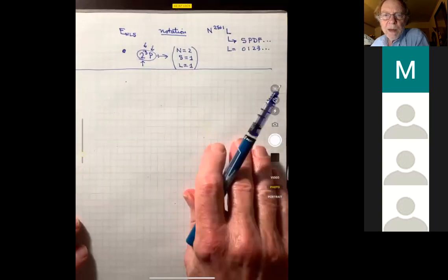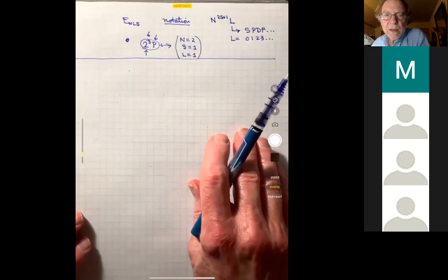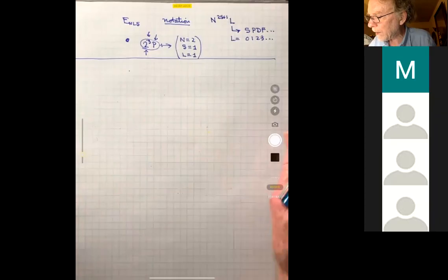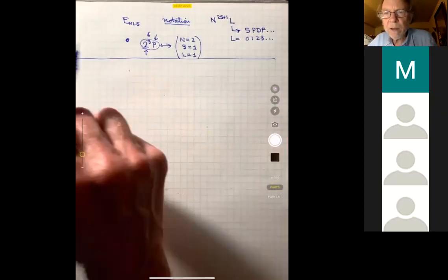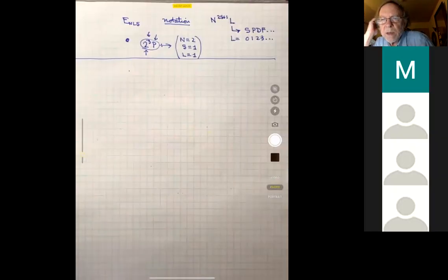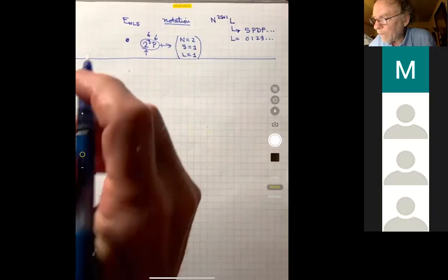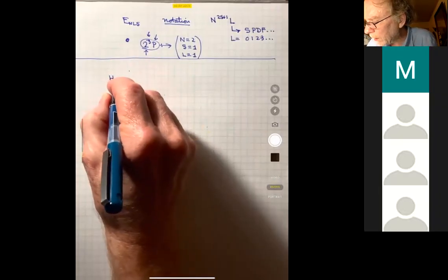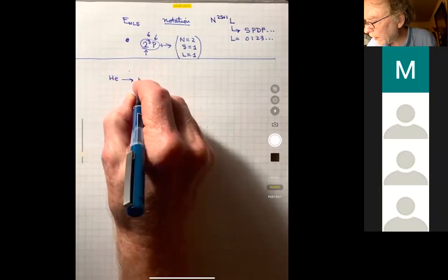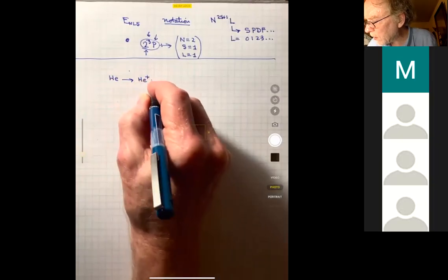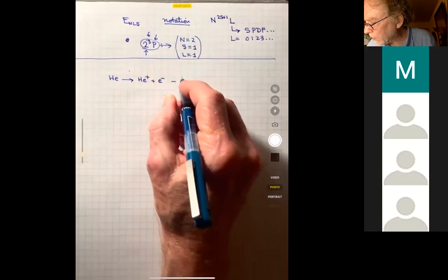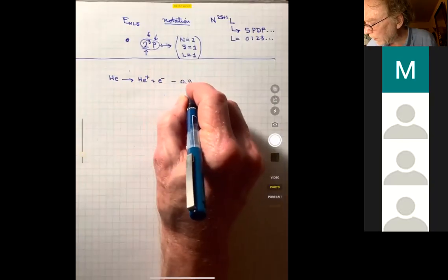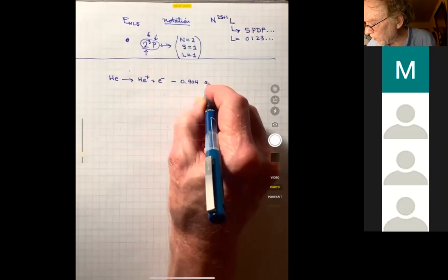I'd like to begin this by presenting some experimental facts, namely involving ionization potentials. The ionization potential of an atom, the first ionization potential, is the energy required to remove 1 electron and take it out to infinity. If we do this with helium, we take a helium atom and remove 1 electron, what's left behind is a helium plus ion, and then there's an electron, and the energy required to do this is 0.904 atomic units.